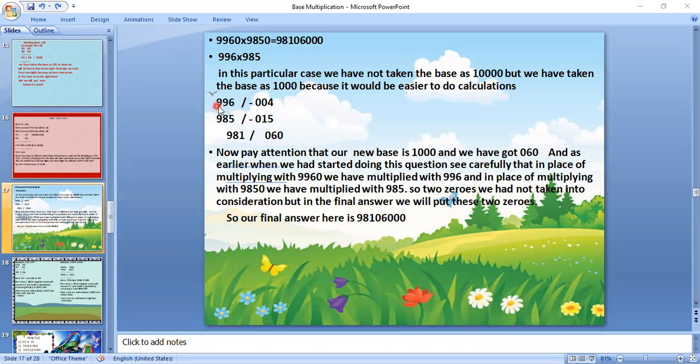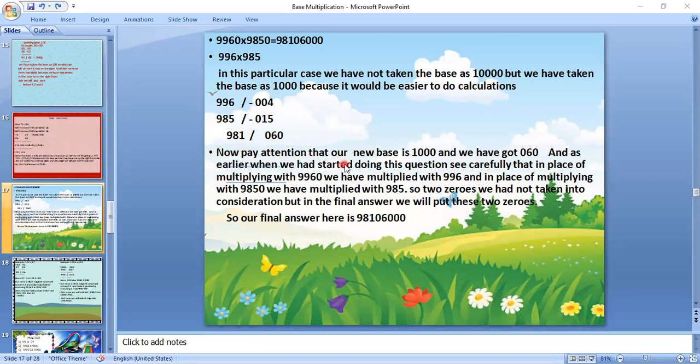Now you see here 996. If you do 996 minus 015, that will be difficult. But what will be easier here? 985 minus 004. Okay, that will be equal to 981. And both the ways will give you 981. But this will be easier. 985 minus 004, you will get 981.